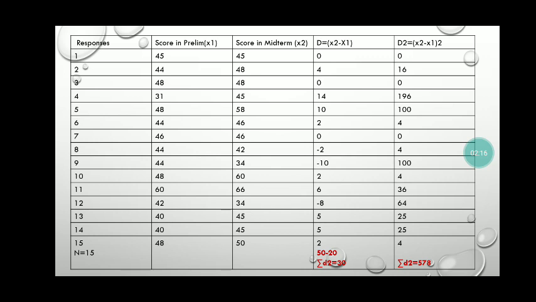So 50 minus 20. Why did it become 50 minus 20? Because we have negatives there, the negative 2 and negative 8. You are asking why and how we got those. The D is x sub 2 minus x sub 1. What is your x sub 2? The score in midterm. Your x sub 1 is the score in prelim. So 45 minus 45, 0. 48 minus 44, 4. 48 minus 48, 0. 45 minus 31, 14. 58 minus 48, 10.